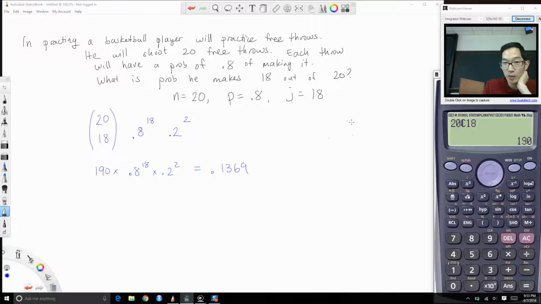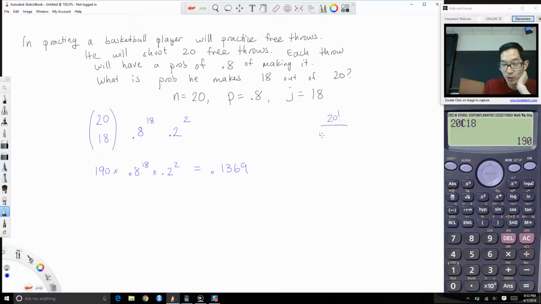I mean, we could do 20 factorial over 18 factorial times 2 factorial, and this would be kind of a lot of work. It would be 20 times 19 times basically 18 factorial, right? And then on the bottom I have 18 factorial times 2 factorial, and so these cancel, and then I have 20 times 19, and then 2 factorial is just 2 times 1, and so the 2 and the 20, and then here I get 10 times 9, there I get 190. Okay, so you could do it that way, but it's easier to punch it in your calculator.